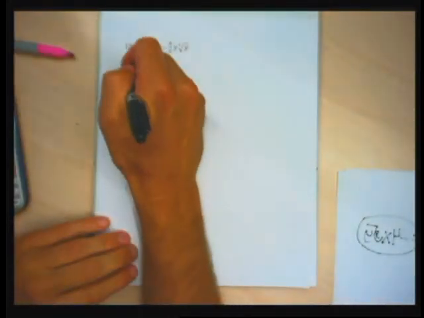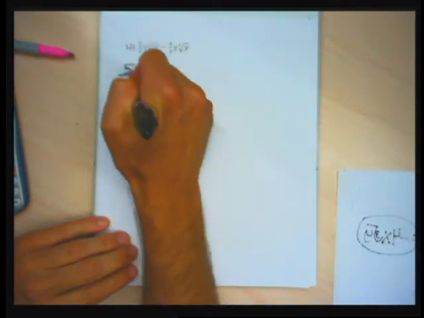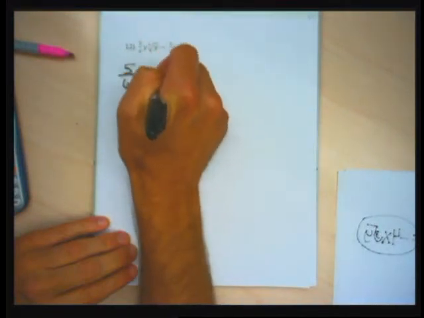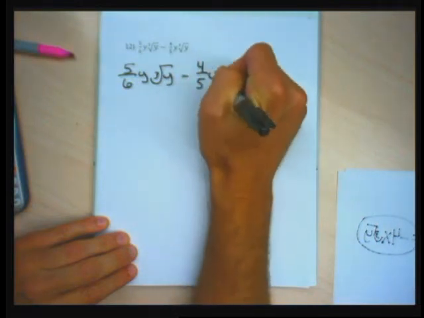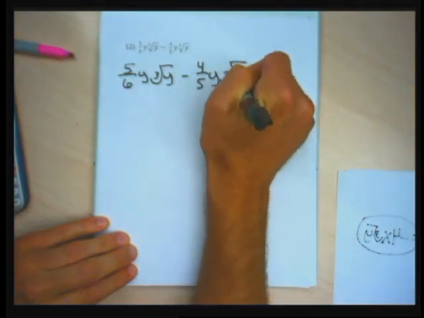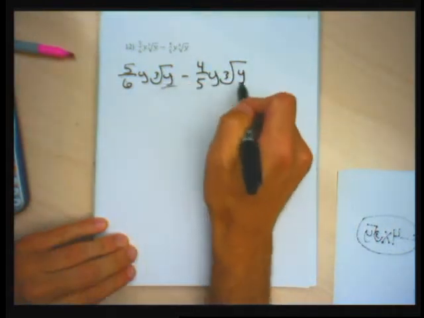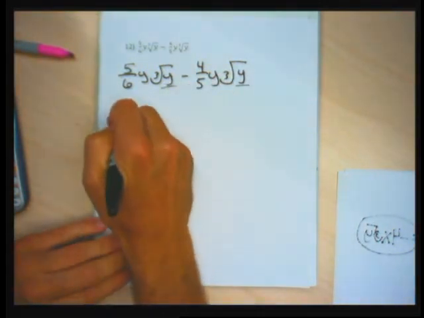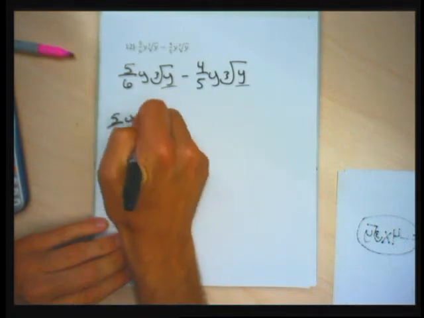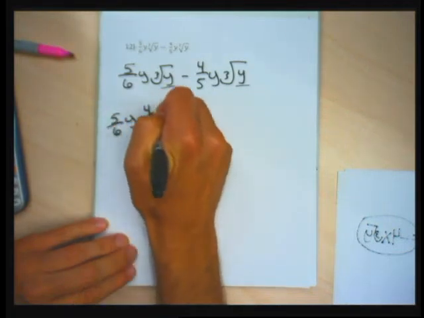This is supposed to be, again, cube roots. This is supposed to be 5/6 y times the cube root of y minus 4/5 y times the cube root of y. So again, they both have the same radicands, so I can subtract. What I have to subtract is 5/6 y minus 4/5 y.